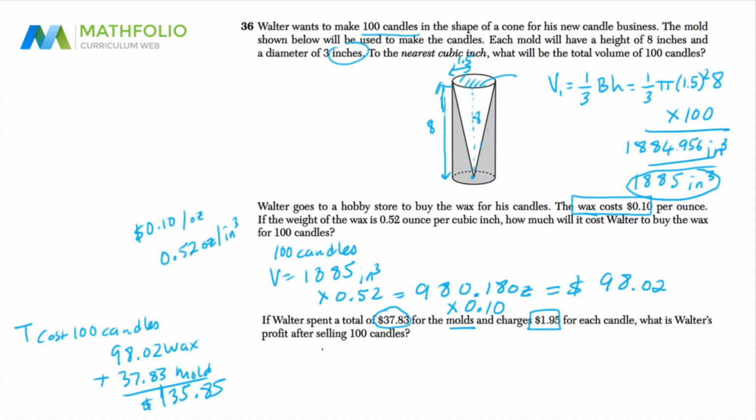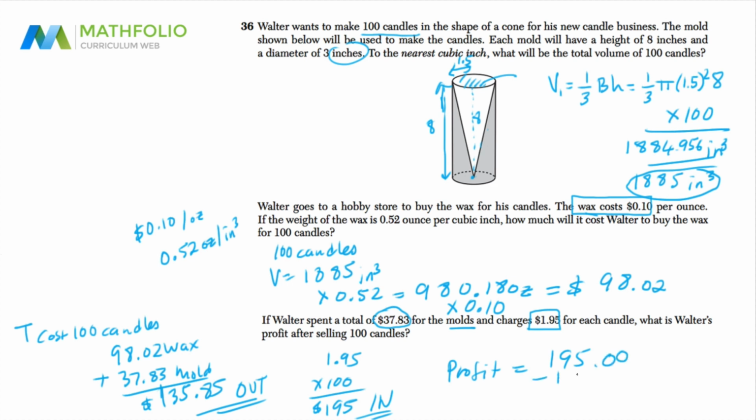Now his profit, if he's selling them, his profit is going to be whatever he sells them for minus this cost. So if he's selling them for $1.95 each times by 100, that means his income is going to be $195. Now income isn't the same as profit. That's how much money goes in, and this is how much money goes out. So for his profit, we basically have to do the 195 and subtract the 135.85, and that gives us his profit.